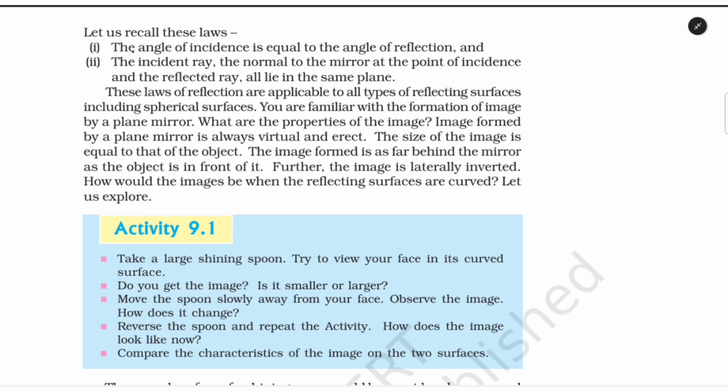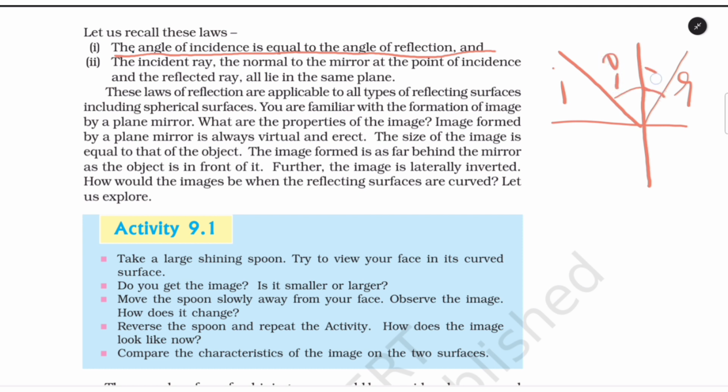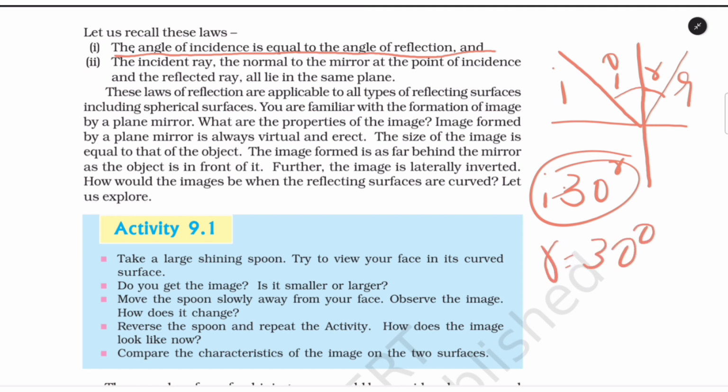First one is the angle of incidence. The angle of incidence is equal to the angle of reflection. This is I, this is R, this is the normal. What is the angle of incidence? This is I. The reflected ray is also the same. If the incident ray is 30 degrees, then the reflected ray is also 30 degrees. That is the property of light: angle of incidence is equal to angle of reflection.